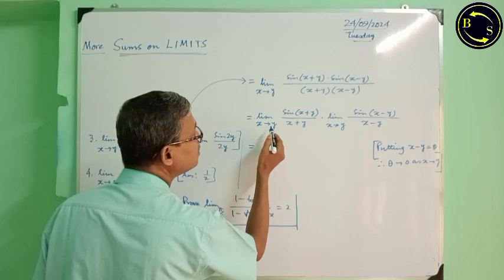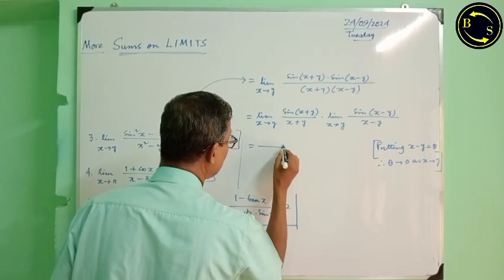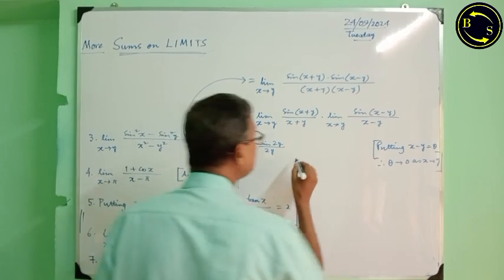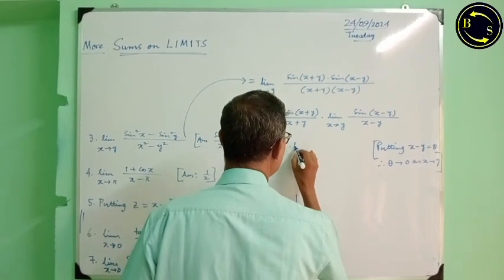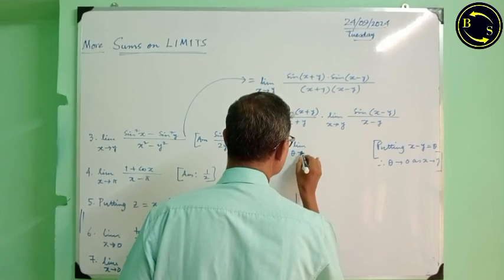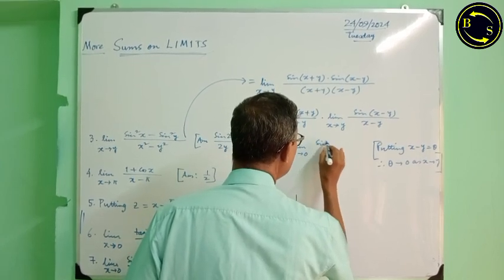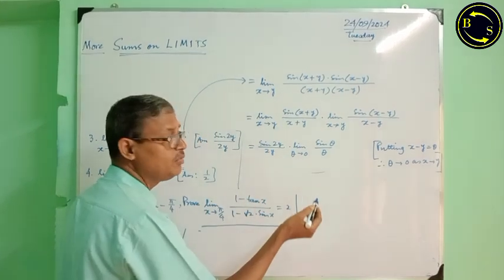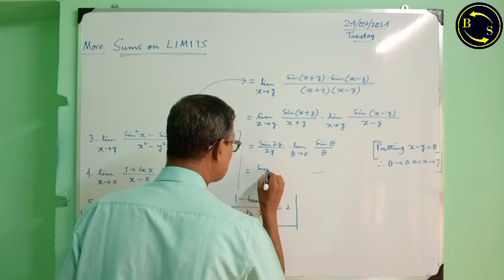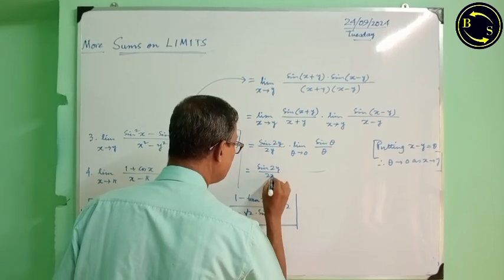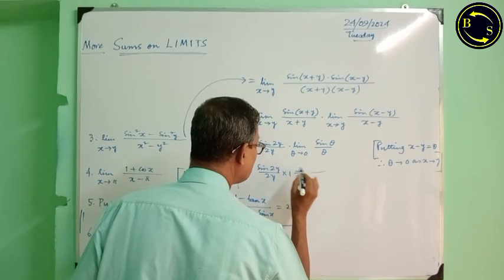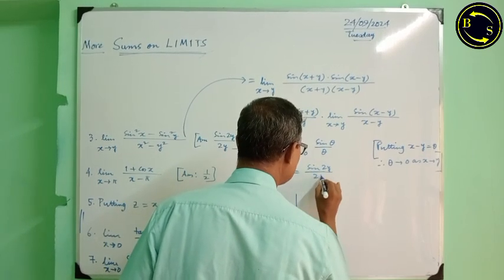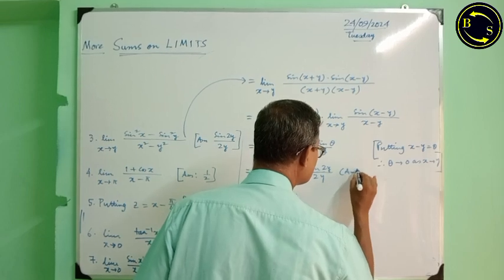Now I put here in place of x, y, therefore it will be sine 2y by 2y into limit theta tends to 0, sine theta by theta. Now you see this one is the standard limit, therefore sine 2y by 2y into 1, the final result is sine 2y by 2y. This is the answer.